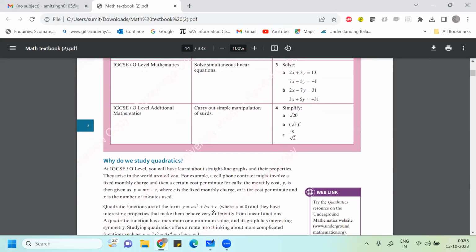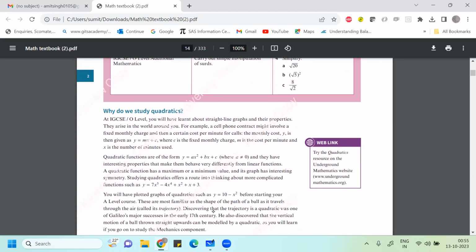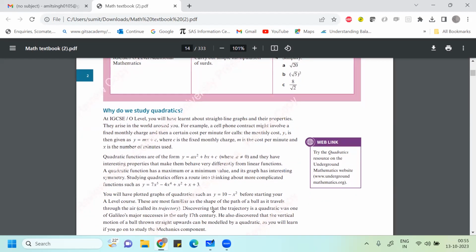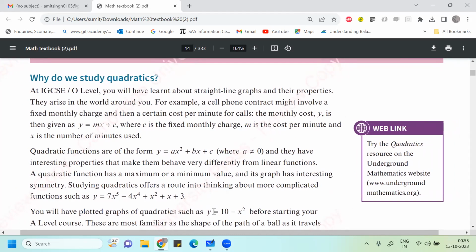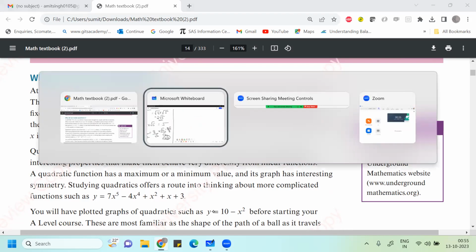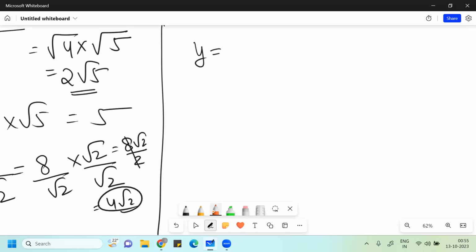your IGCSE O level. So when we talk about quadratics, I talked about the general form of expressing a quadratic equation, that we write in the form of ax square plus bx plus c, where a should not be equal to 0. Try plotting the graph of this equation for y equal to 10 minus x square. If you plot the graph of y is equal to 10 minus x square.